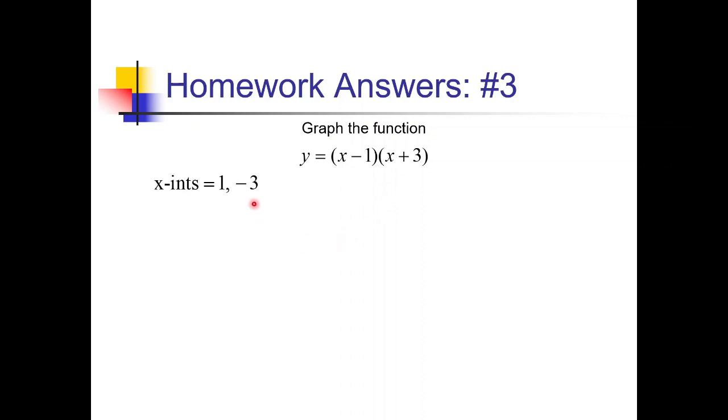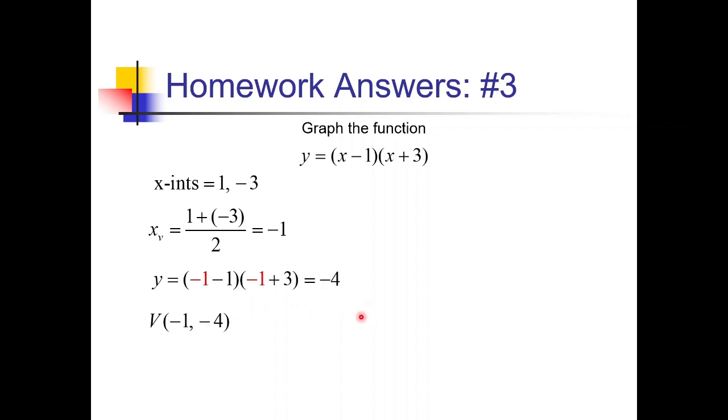So the way to get the vertex out of these, we're just going to average these together, and that'll get me the x value of the vertex. So we have 1 plus negative 3 over 2. Negative 2 over 2 gives us negative 1. And then plugging that back in to get the y value of the vertex, we have negative 2 times positive 2, which is negative 4. So negative 1 comma negative 4, that's our vertex.